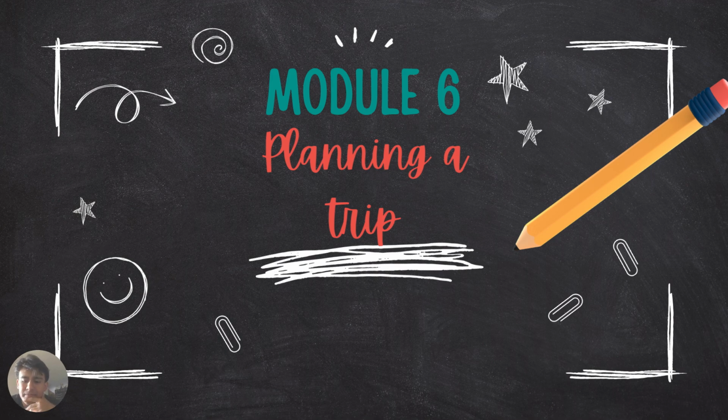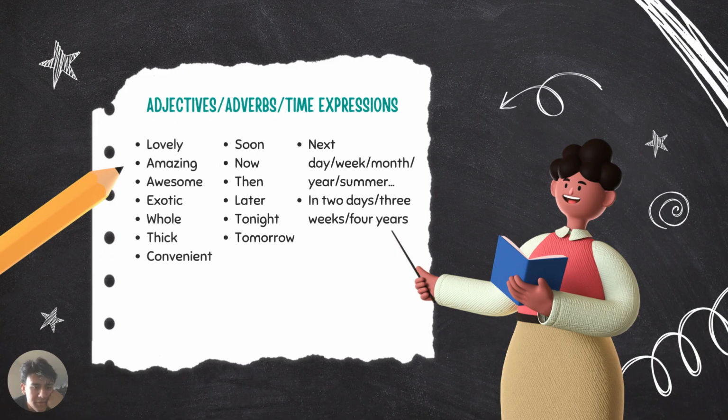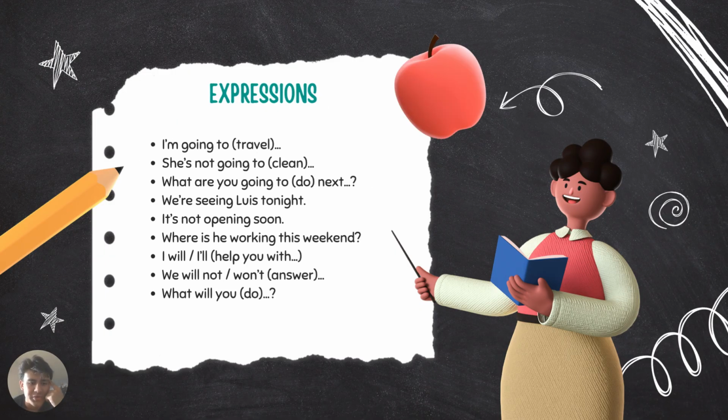So, in Module 6, we talk about planning a trip. This includes nouns, prepositions, adjectives, adverbs, time expressions, and some expressions we use.